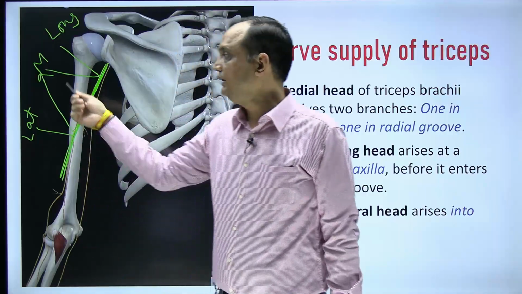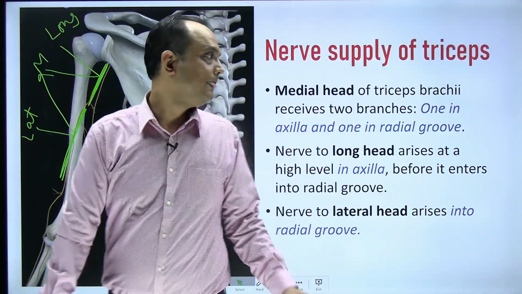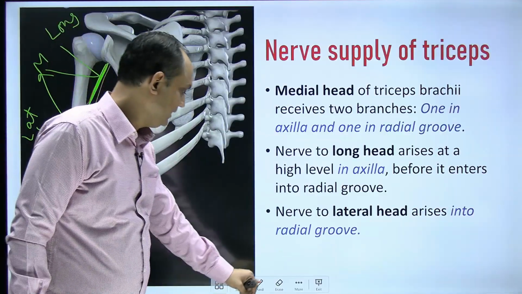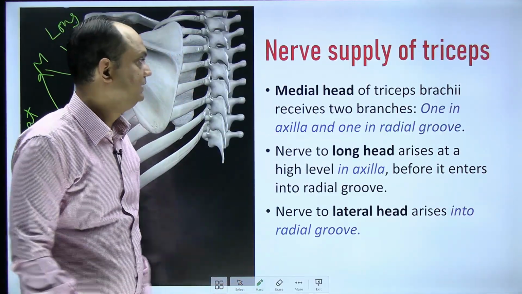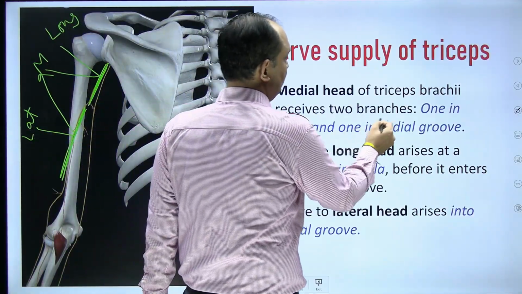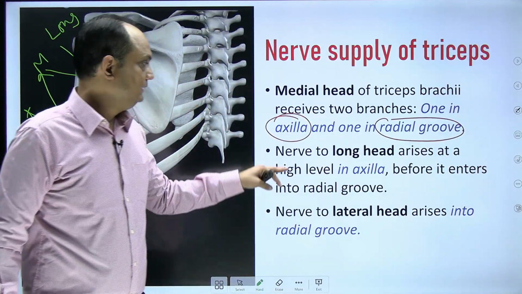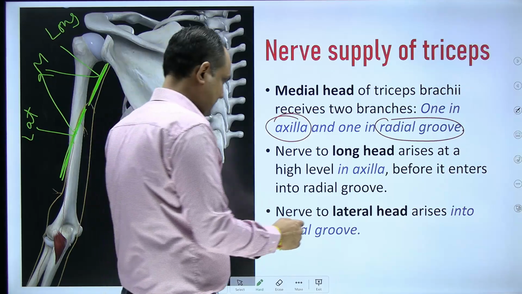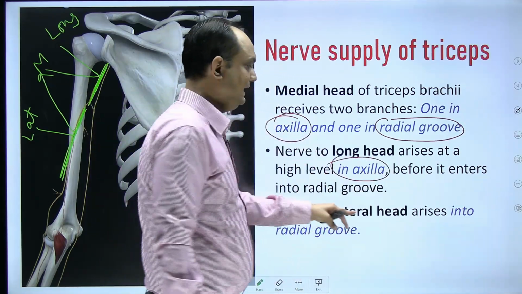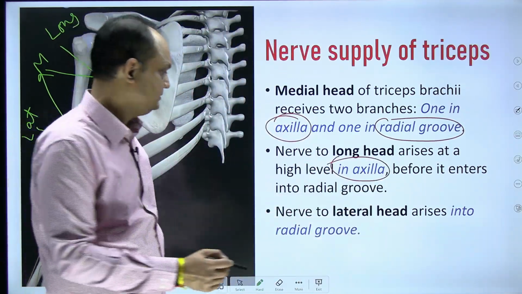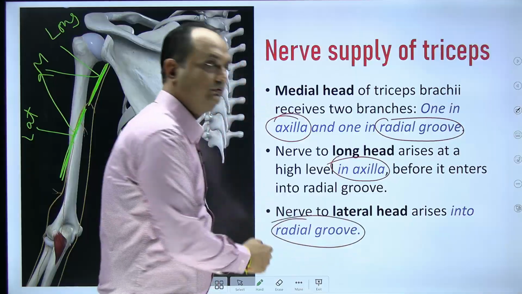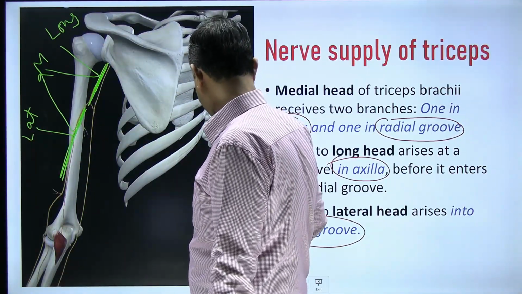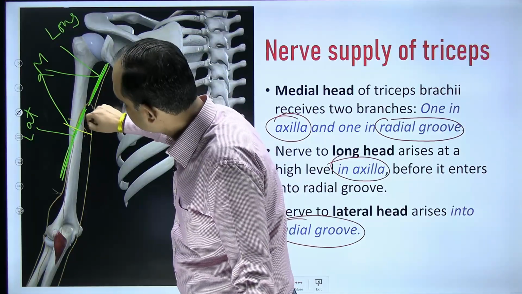This is the important concept to understand, that the medial head of the triceps is receiving the branch from 2 areas, one in axilla and one in radial groove. The long head is receiving only a single branch, that is in axilla, and the lateral head is also receiving one branch, that is in the radial groove. Clear? So suppose this nerve gets injured here.